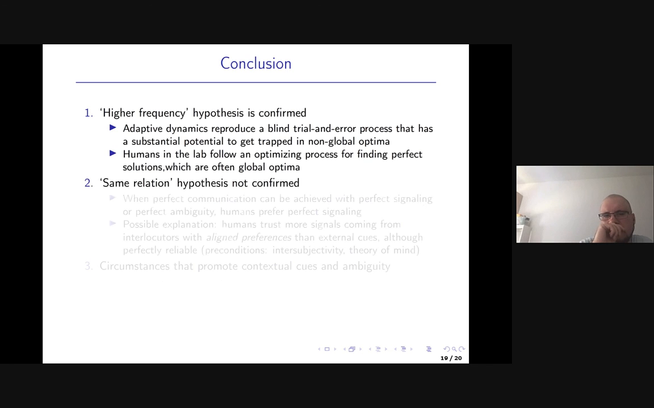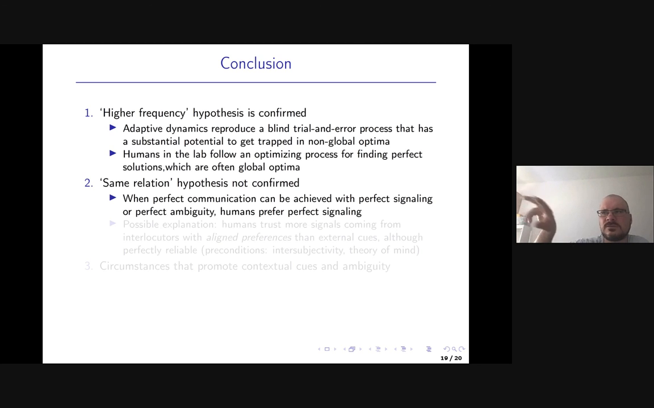The same relation hypothesis is not confirmed, as you could see for the context signaling game, the one in the middle. And there could be some hypotheses or propositions about this. First of all, there seems to be a preference for perfect signaling. However, you could first think maybe this perfectly ambiguous system is too complex and participants cannot establish it because they have to combine contextual cues with signals. But if you remember the bottleneck experiment, they are very good at doing it. I mean, 70% managed, or 7 of 10, so they can do it.